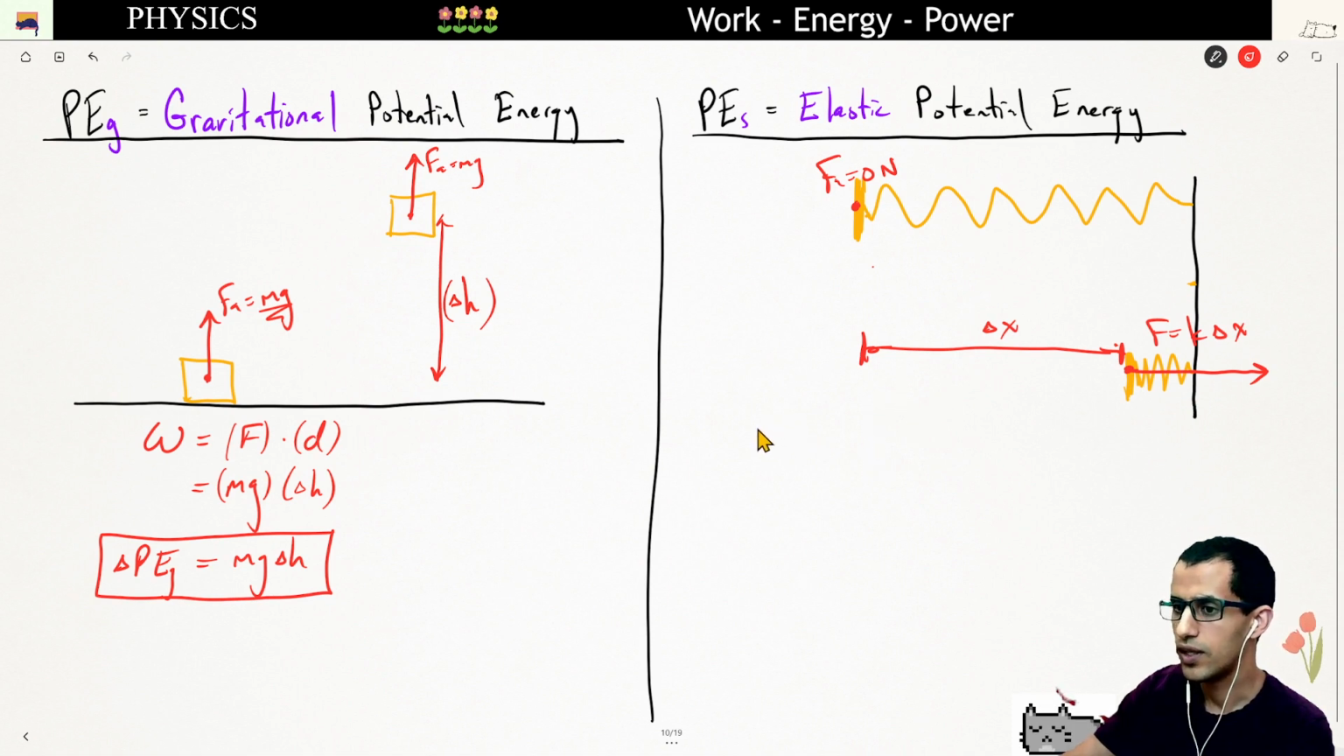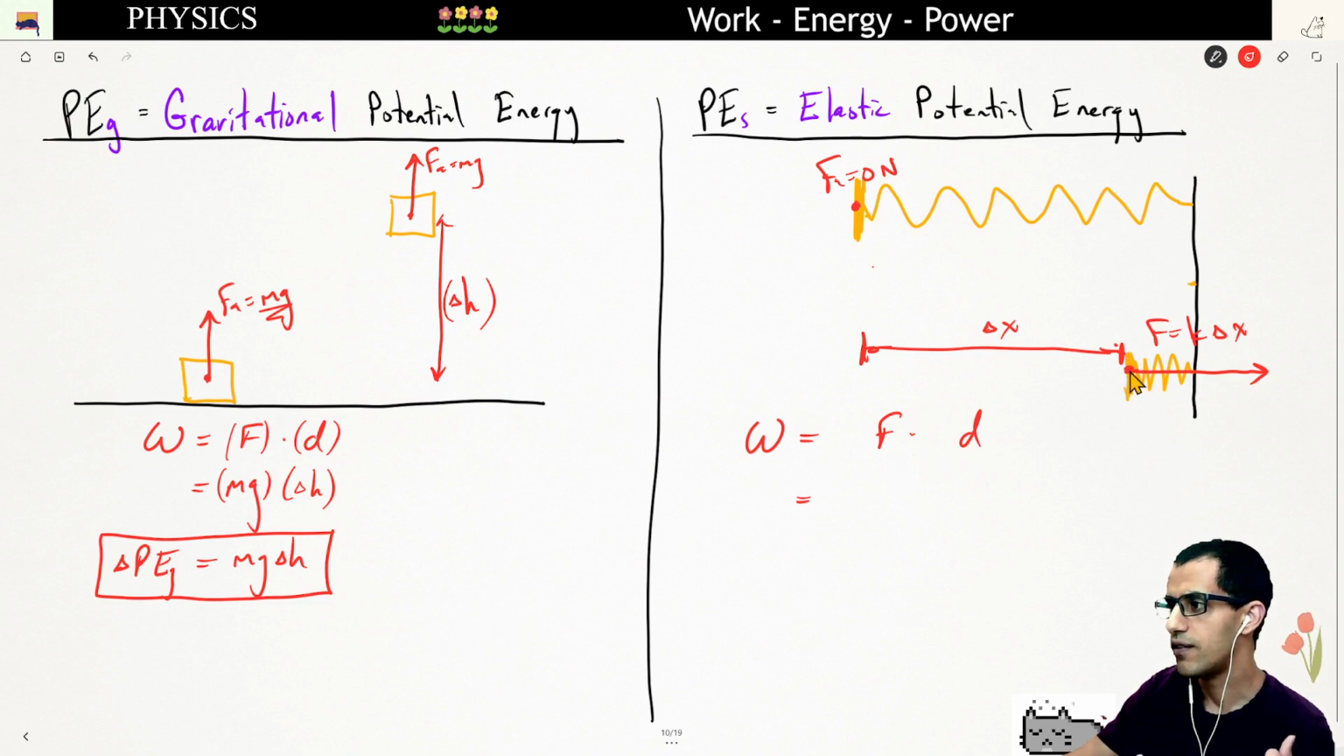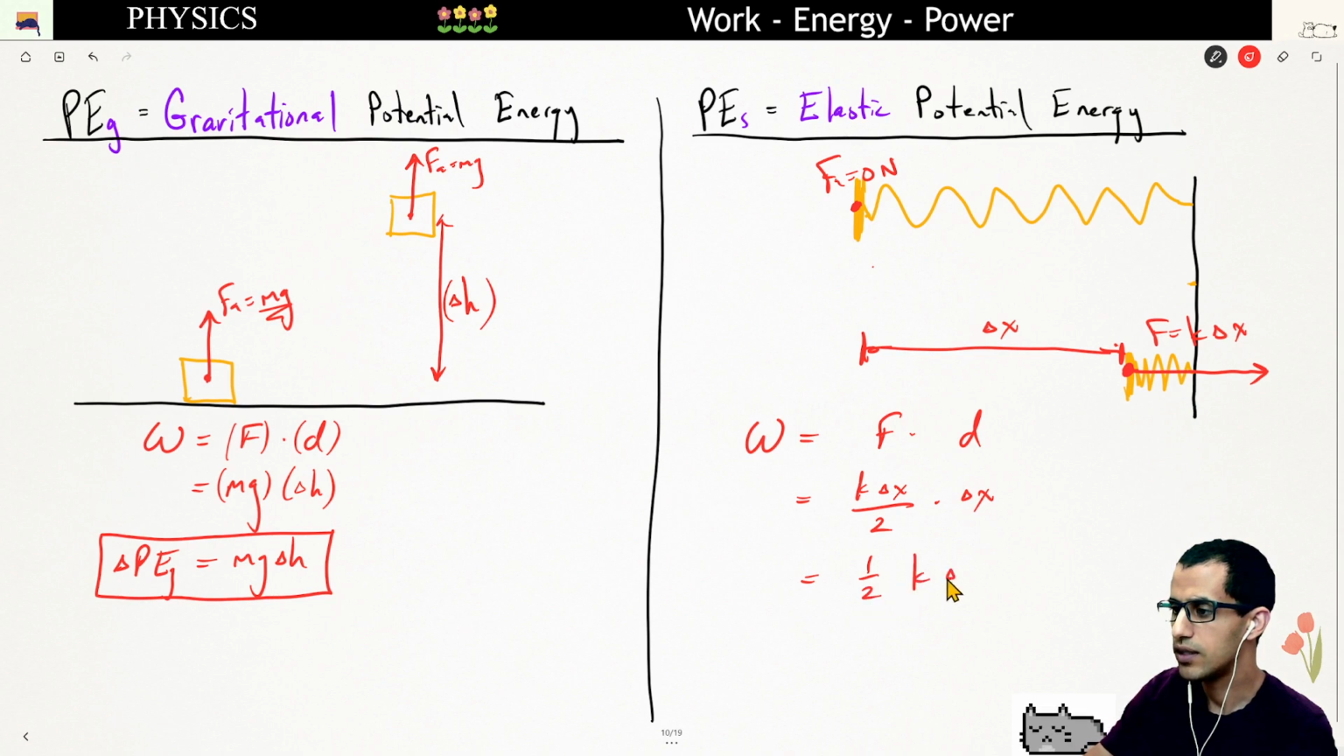And so now we can look at the work done on the spring. The work done is equal to force times displacement. Though here we cannot just use the final force because it's not constant, and so we have to use the average force. If the initial force is 0 and the final force is k delta x, then the average force is going to be k delta x divided by 2. And then we multiply by the displacement delta x, and we get the equation 1/2 k delta x squared. And that's going to be equal to the change in elastic potential energy.